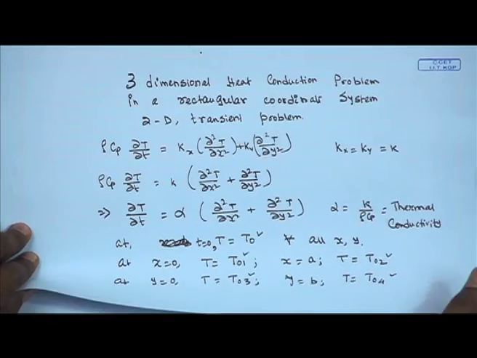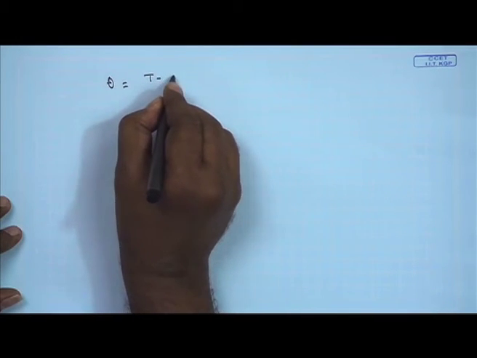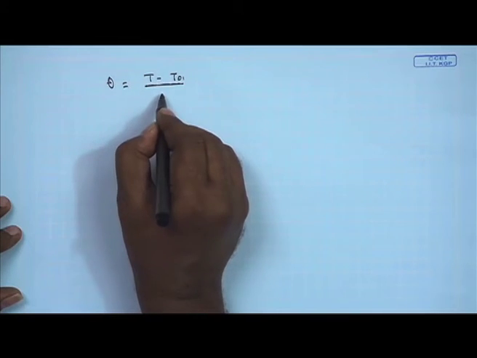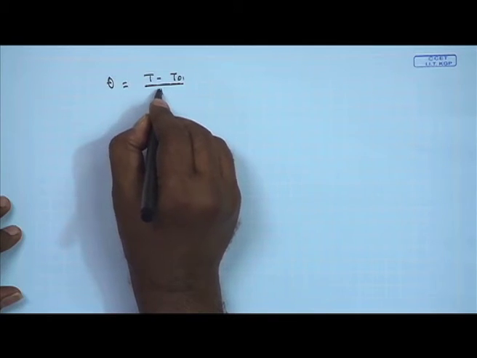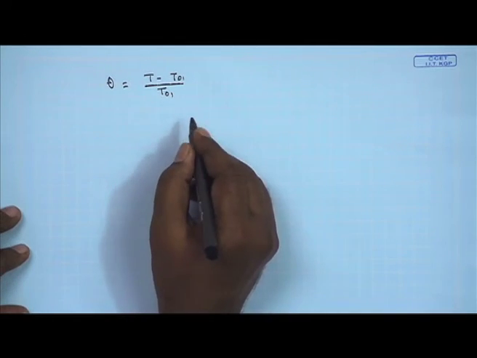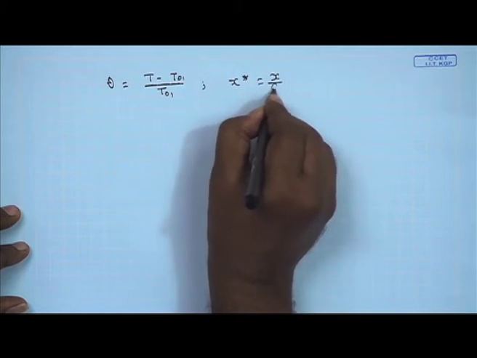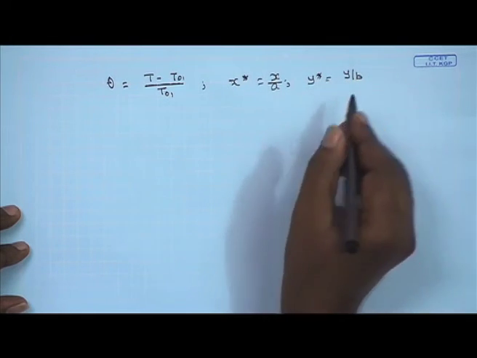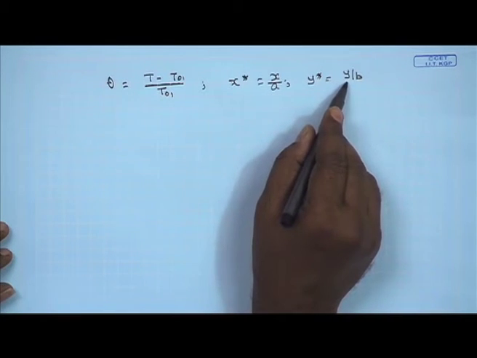So, if we do a proper non-dimensionalization, for example, if we define theta is equal to T minus T01 divided by, let us say, T01, and we define x star is equal to x by a and y star is equal to y by b, then x star will be varying basically from 0 to 1 and y star will be varying from 0 to 1.